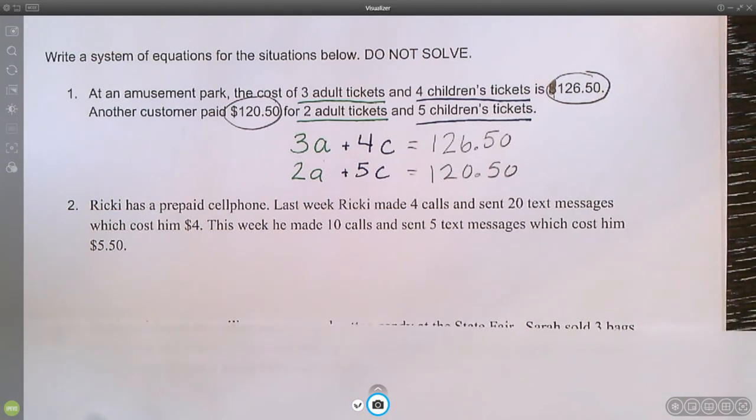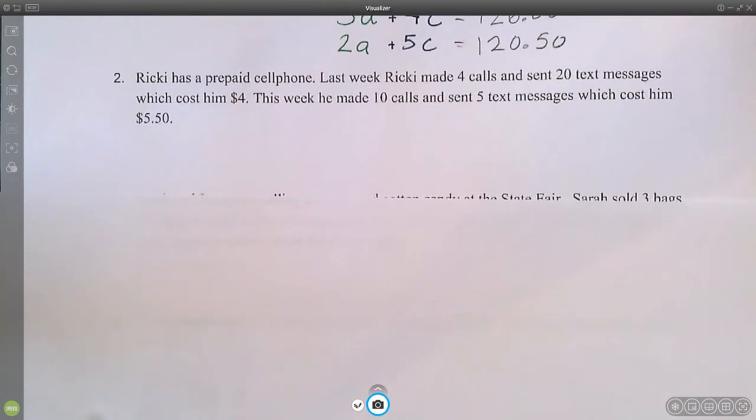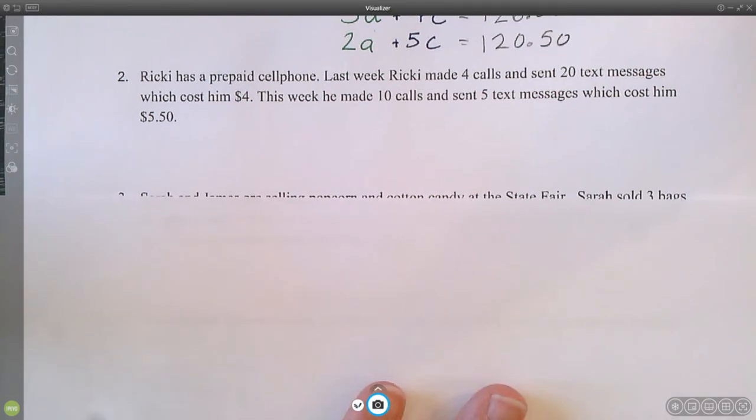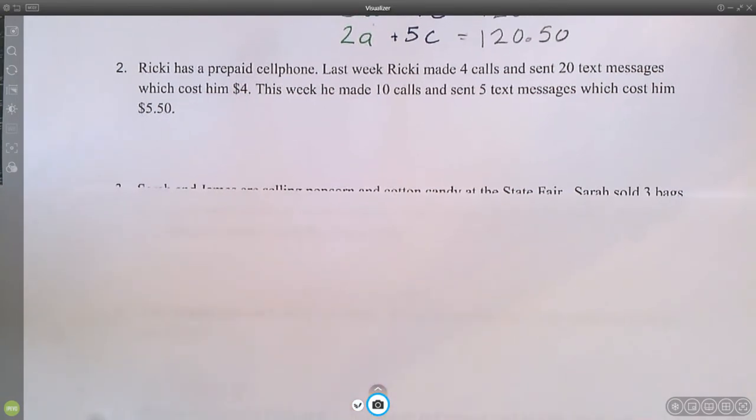Okay, let's go ahead and do number 2. So Ricky has a prepaid cell phone. I don't even think those exist anymore. No, actually, they probably do. Ricky has a prepaid cell phone. Last week, Ricky made 4 calls and sent 20 text messages, which cost him $4. This week, he made 10 calls and sent 5 text messages, which costs him $5.50.